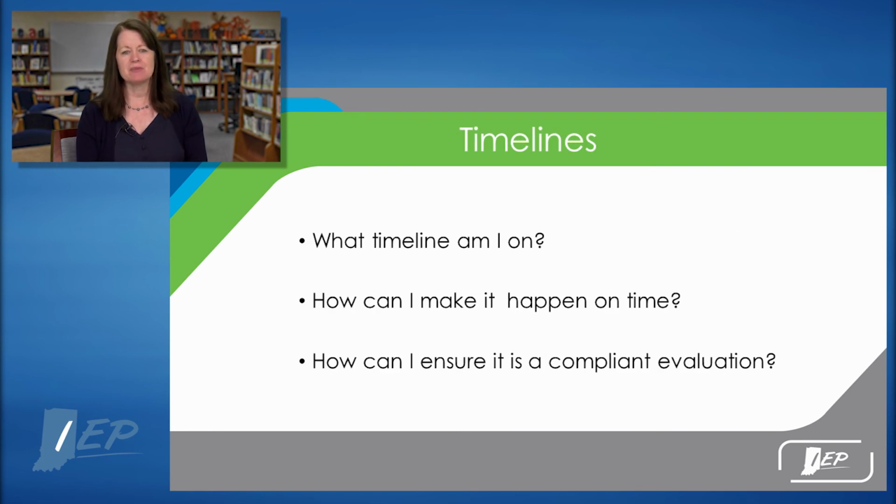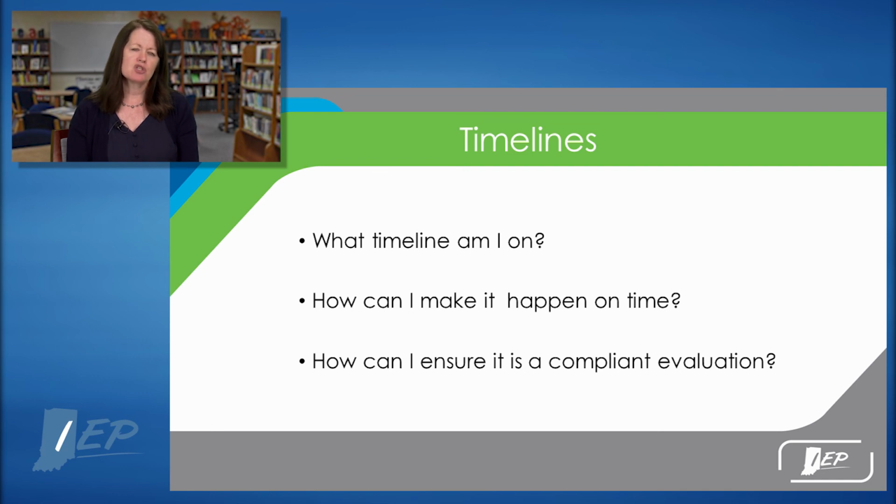Okay, on to some timelines. When we're thinking about timelines for the different evaluations, we have to know, number one, what timeline am I actually working on? And then think about some of those situations where maybe we've come down to the wire of almost missing a deadline, or maybe we have missed deadlines. Probably a lot of you out there have had one or more cases in the past where you have missed a timeline for an initial evaluation or for a reevaluation.